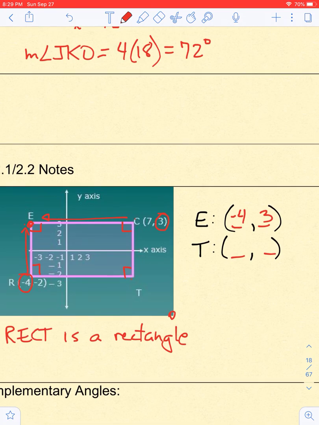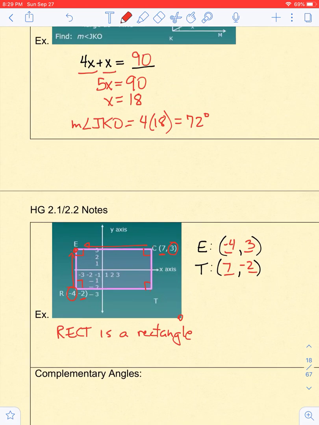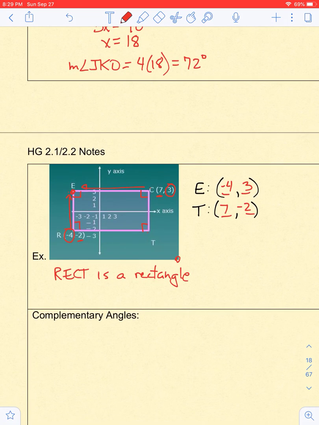Using the same logic then for T. Again, T is down -2, and it's over 7, because again, we've just pulled those values off of that other set of coordinates. All right, well, in 2-2, we will deal with complementary angles. Best of luck as you work on your homework problems.